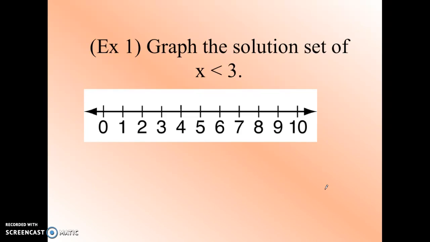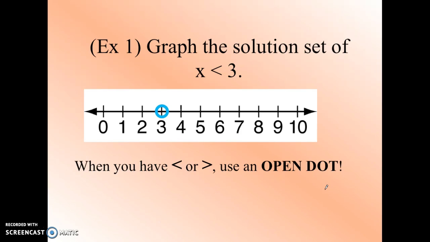So in this example, we have x is less than 3. Again, start with drawing a number line. And we're going to use an open circle. Why? That's right, because it's a less than symbol. But we're going to draw an arrow to the left. Why? Well, because it is a less than symbol, and those numbers 2, 1, 0 are all less than 3.